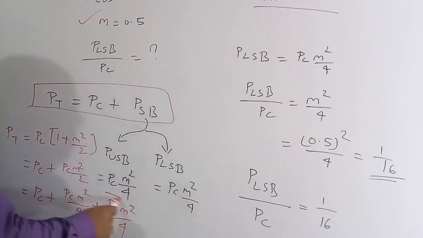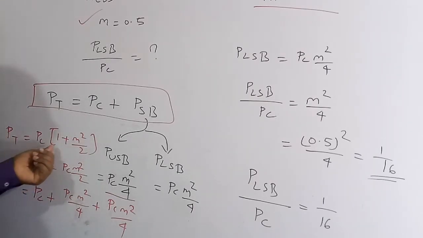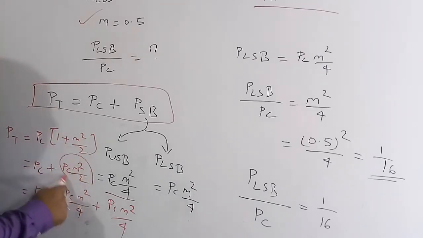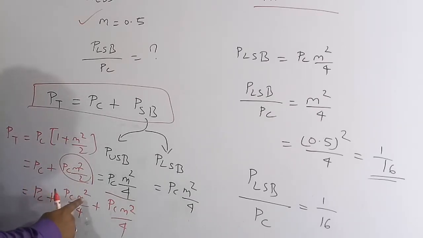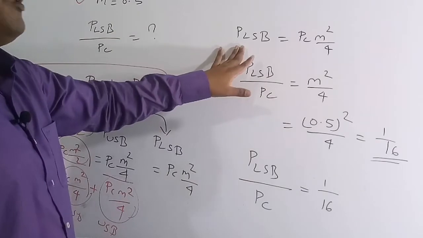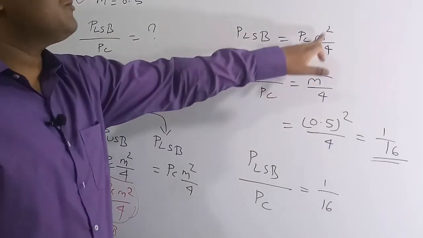If you forget this, the easy way is to first remember the basic formula: PT is equal to PC into 1 plus m square by 2. If you take the PC inside, PC plus PC into m square by 2. The m square by 2 you split into equal parts by 4. So PC plus PC into m square by 4 plus PC into m square by 4. This is called the lower sideband power and this is the upper sideband power. These two powers are equal. Therefore in the question the lower sideband power is PC into m square by 4.